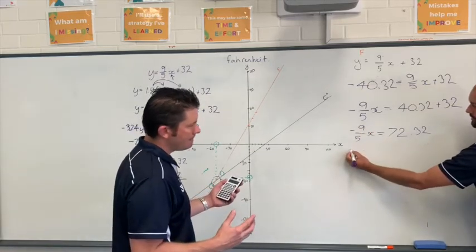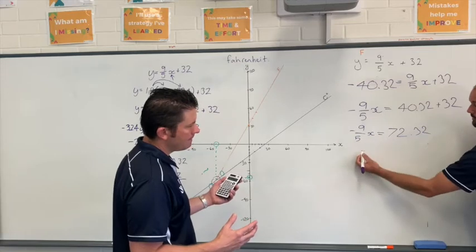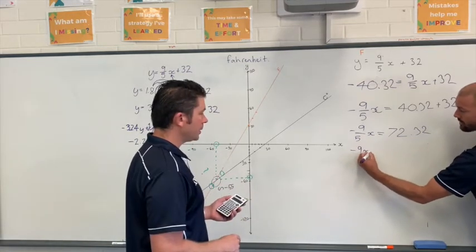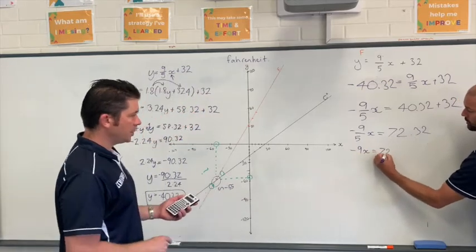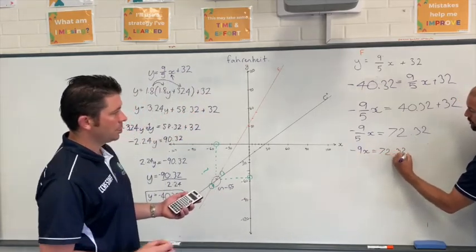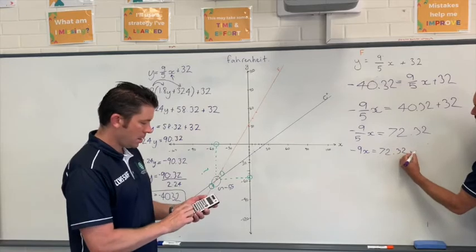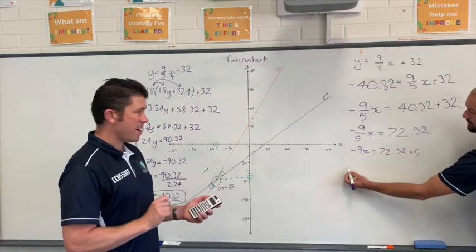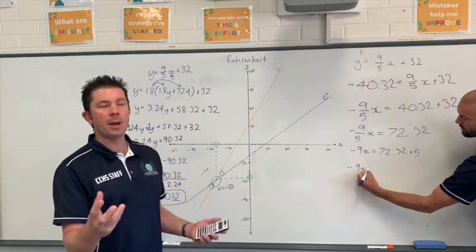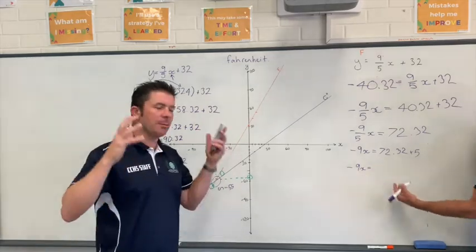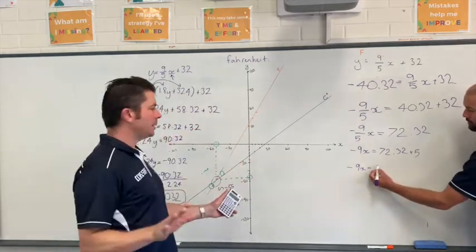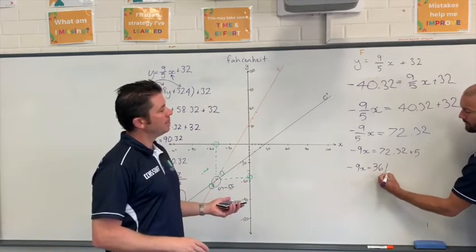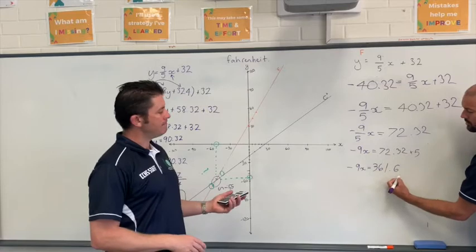Okay, so divided by 5 can become times by 5, am I right? Yes, it can. So negative 9x equals 72.32 multiplied by 5 equals 300. Whoa. People are thinking, huge numbers. Don't worry, we're not getting out of control. Anyway, what's it equal? 361.6. Yep. All right.